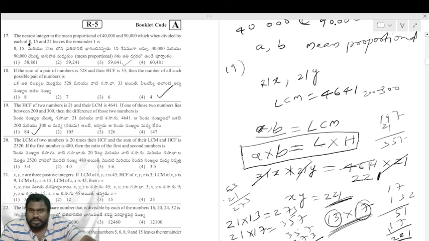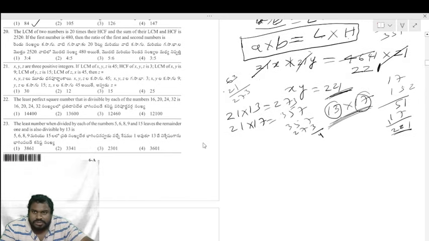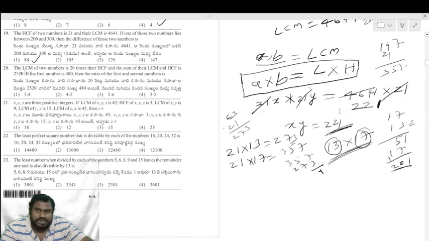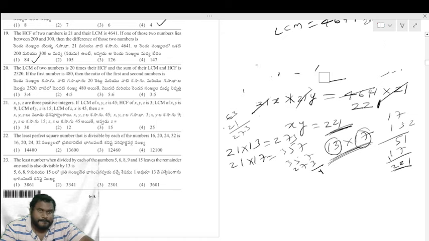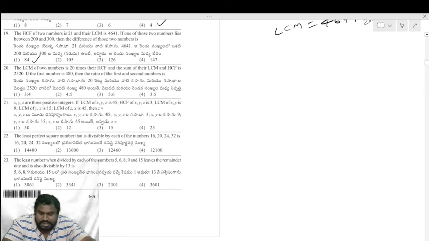Okay, next question. Next question is 20. The LCM of two numbers is 20 times their HCF. So what are the numbers? I told you just now, if you know the HCF, multiply that HCF with x and y, take them as numbers, or else A or B, you can take any variable.